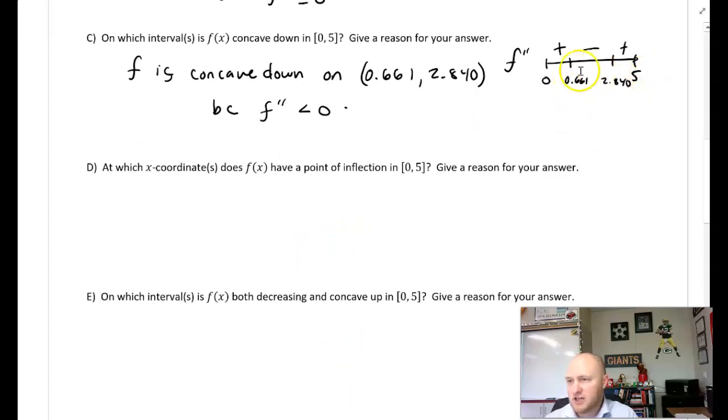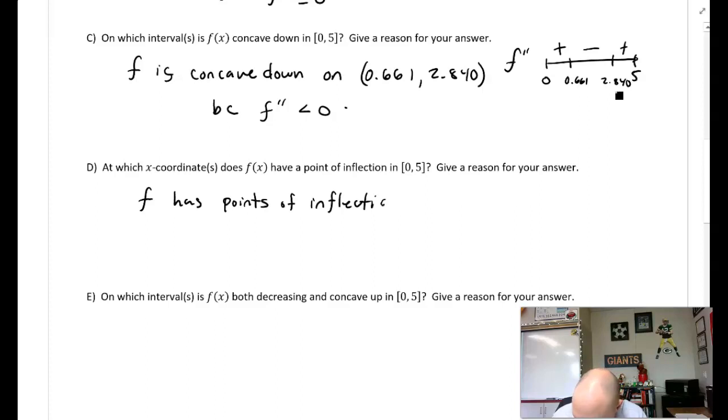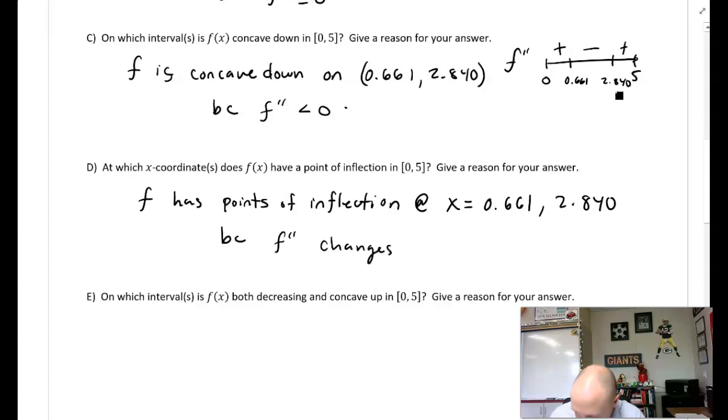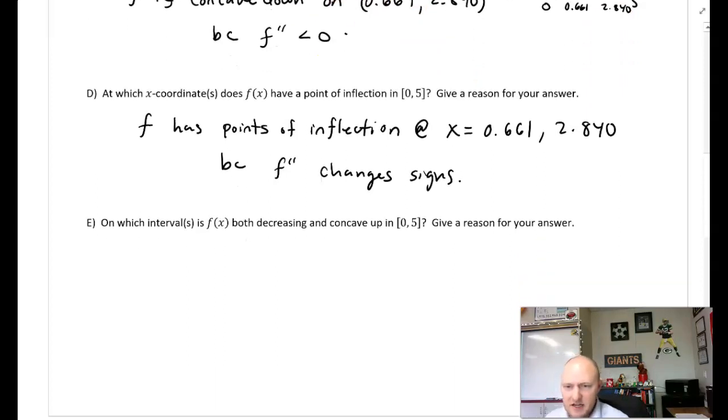Well, whenever we change concavity, it looks like it happens 2 times at both of these values. So we can say f has points of inflection at x equals 0.661 and 2.840 because f double prime changes signs. Awesome. Very, very straightforward. Okay, and then E.